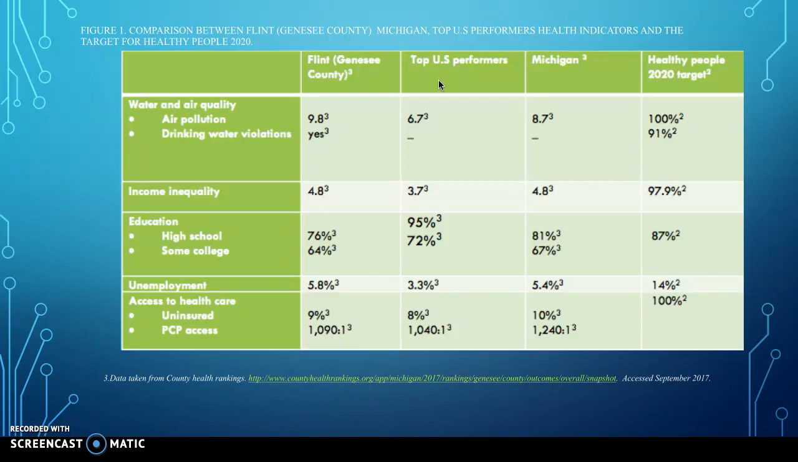Unemployment is the highest in Flint, higher than Michigan and top U.S. performance, at 5.8%. We have 9% of people uninsured. That's less than Michigan, but we need 100%. We need 100% of people insured. So we still have 9% of people to get insured to reach our goal.